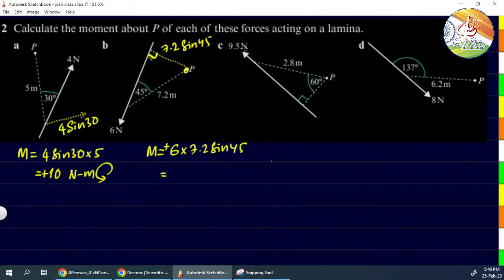We can calculate it. So once again here the triangle has been defined clearly. So let's go with this method itself. So 2.8 cos 60, correct? This is the perpendicular distance. Force is here. The moment will be 9.5 times 2.8 cos 60. This is the moment here. And finally here the other angle has been given to us.